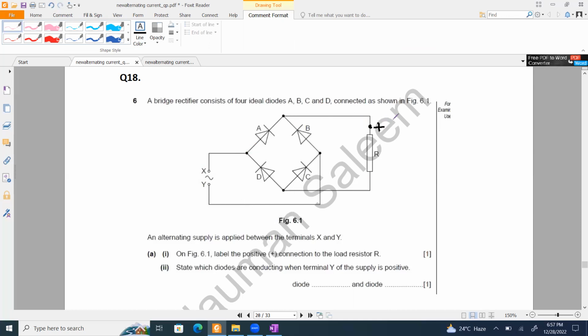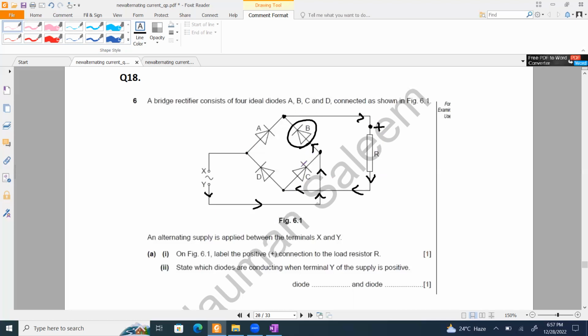Next part, they ask you state which diodes are conducting when terminal Y of the supply is positive. Terminal Y of the supply is positive. See, this way, this way, this way. At this point, it goes this way, means B is going to be conducting, means forward bias, right? And it reaches this point, and this is going to go to this point, and pulse is flowing through this one.